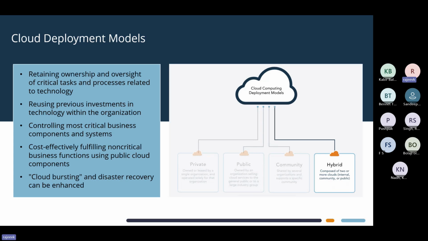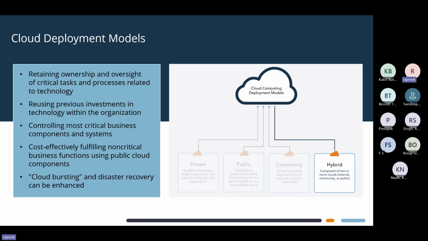If I have very sensitive data, I will manage it in the private cloud, and non-sensitive data I'm going to manage on the public cloud. In this way, I'm taking advantage of the public cloud features, and at the same time I'm making sure my sensitive data is managed in the private cloud.